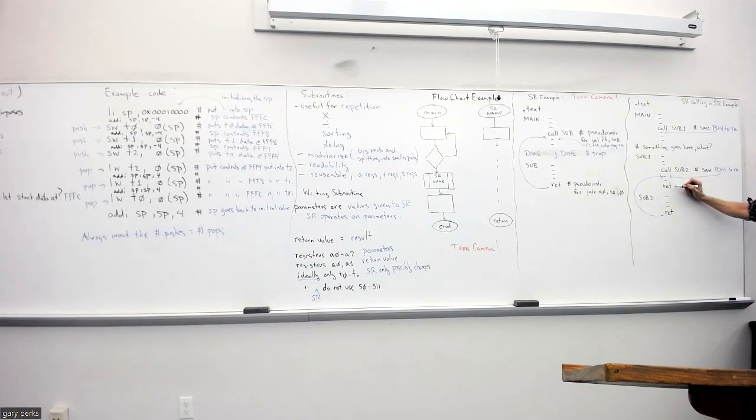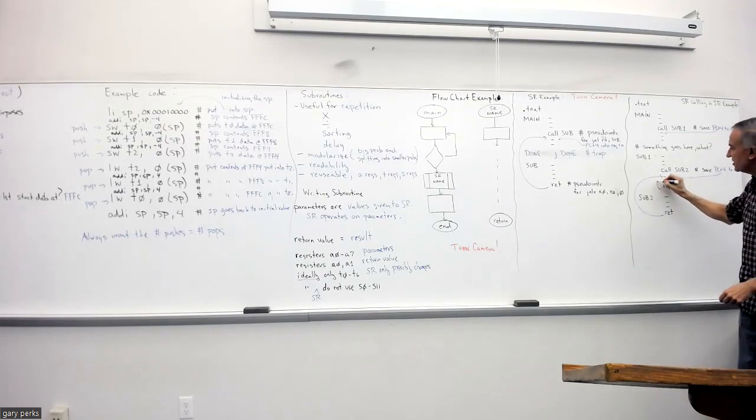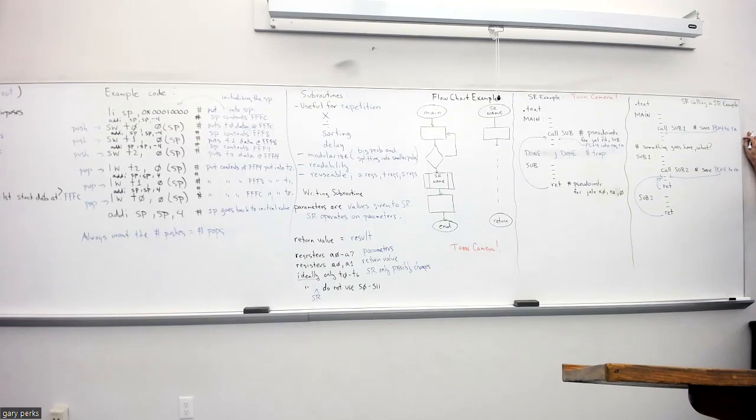Because where's it gonna go? Is it gonna go back to main? No, why not? Go back to RA. Yeah, because we wrote over this address here with this call. Right. So you see, when you hit this return, it's just gonna go back to that instruction after the call to sub 2. And it'll just get stuck there.